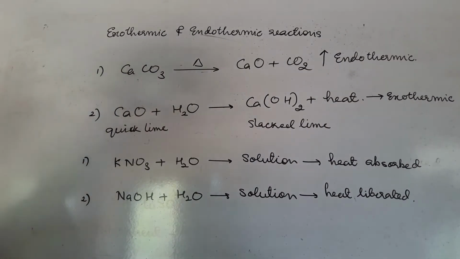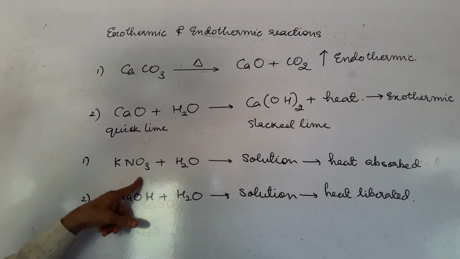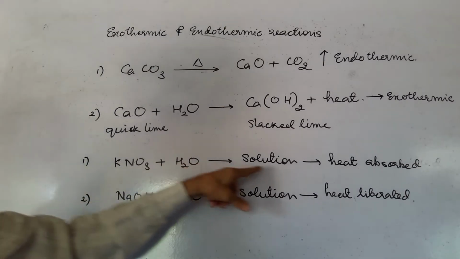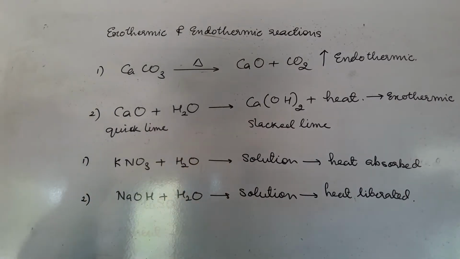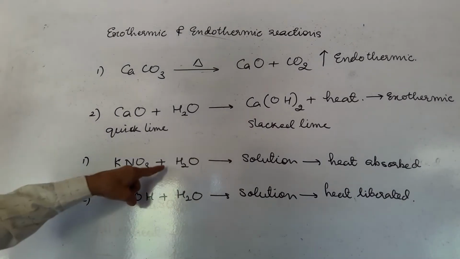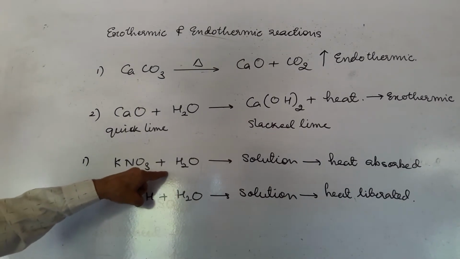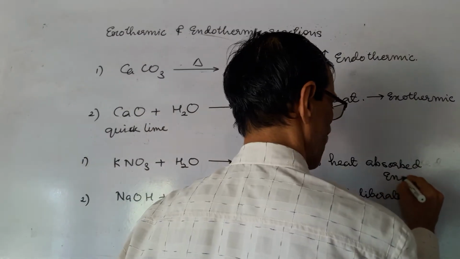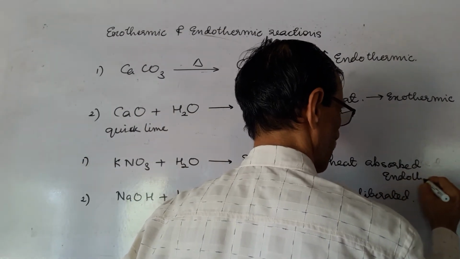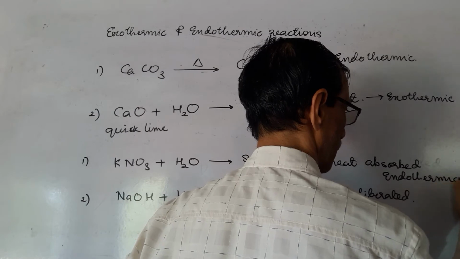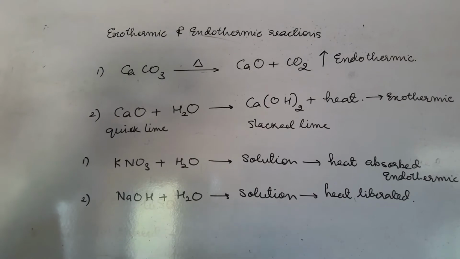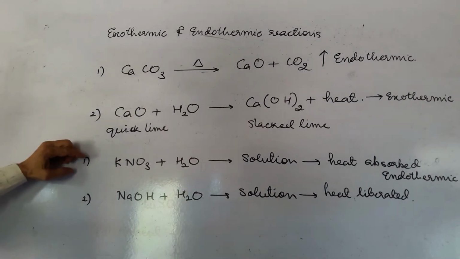In a test tube, you take potassium nitrate and add water to it, and you find that the test tube has become very cold. The test tube is very cold, that means heat is absorbed, and since heat is absorbed, it is called an endothermic reaction. So this is also endothermic. Endo means inside. So heat is absorbed inside, and that's why this is called an endothermic reaction.